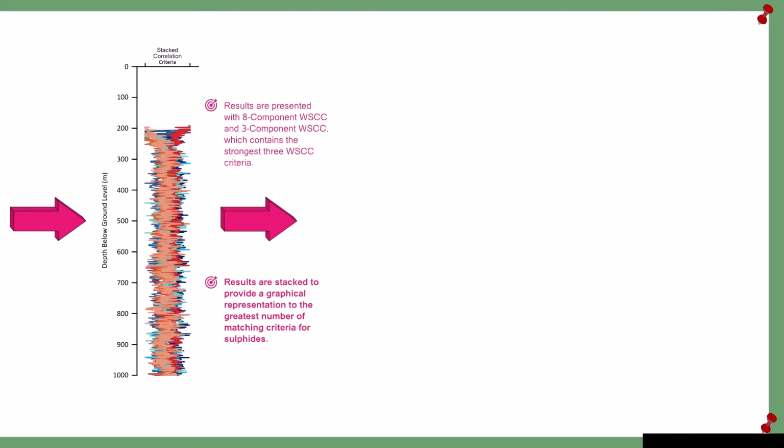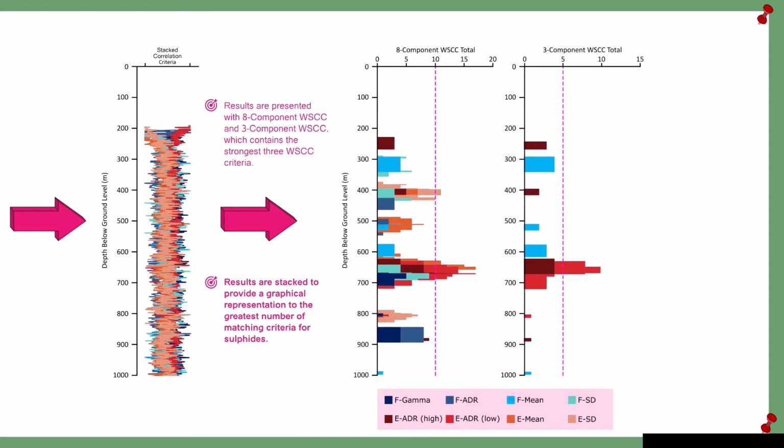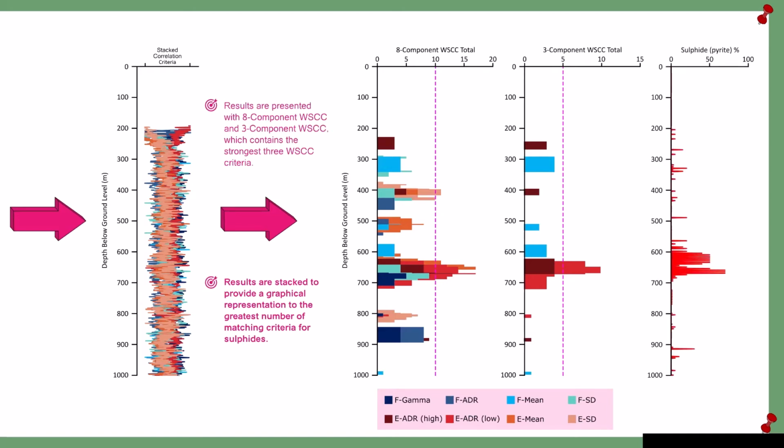The results for each of the 8 sulfide correlation criteria are then compiled into stacked bar charts, with the different colours representing different harmonic results. We produce an 8-component WSCC chart as well as a 3-component WSCC chart, which selects the 3 most effective sulfide correlation criteria and tends to give similar results. Set baselines for sulfide interpretation are then assigned to the outputs, with a baseline of 10 in the 8-component and 5 in the 3-component. When comparing with drilling data, the results have proven to be outstanding.